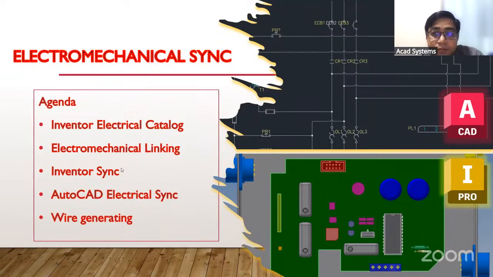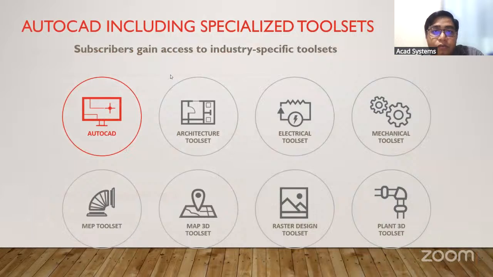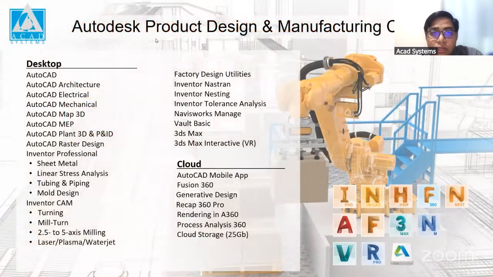AutoCAD. If you don't know how to get AutoCAD Electrical, it is actually part of the industry specialized toolset. It's not the vanilla version of AutoCAD. If you buy the full version of AutoCAD, you will get the electrical toolset as well, right? If you get AutoCAD LT, then you might not have the electrical toolset. Other than that, you can also access it from the Product Design and Manufacturing Collection.